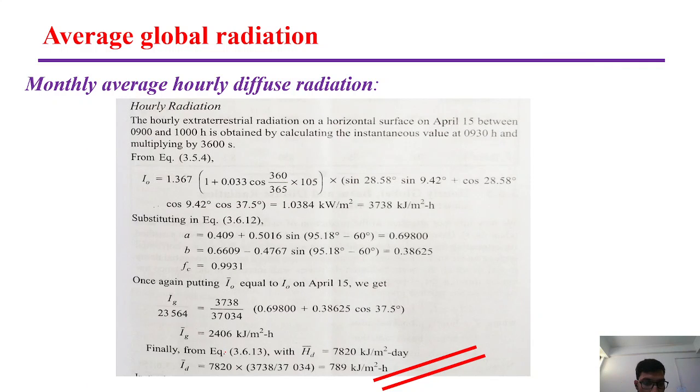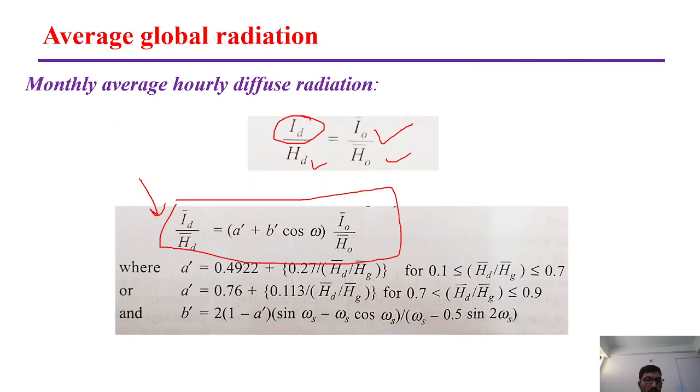So ID will be a function of HD, IG, and H naught. That can be calculated as 789 kilojoule per meter square per hour. If we use another correlation, the value may differ slightly from the previous one.